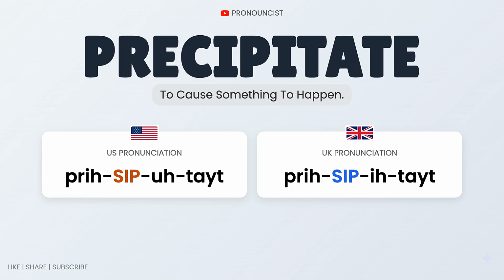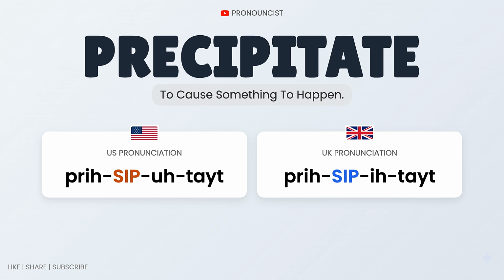precipitate. In US, stress sip. In UK, stress sip and soften I. Precipitate, precipitate. Practice repeatedly and you'll soon be able to say this word perfectly.